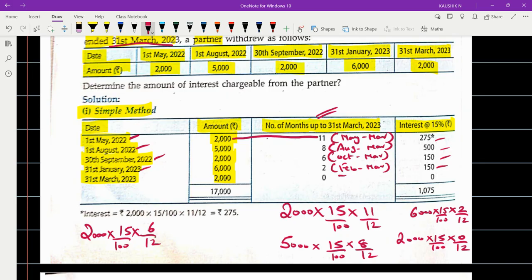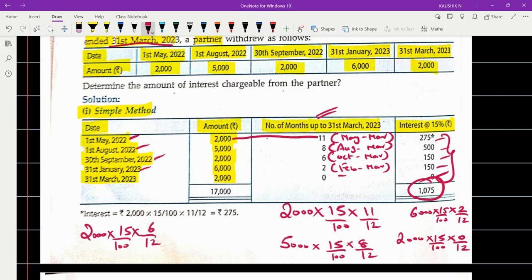Okay, so you should understand why you got 0 here. Once you have the interest value for each and every withdrawal, just total these values. If you total them, you'll get an interest of rupees 1075. This is how you do it for the simple method. Any doubt for the simple method?